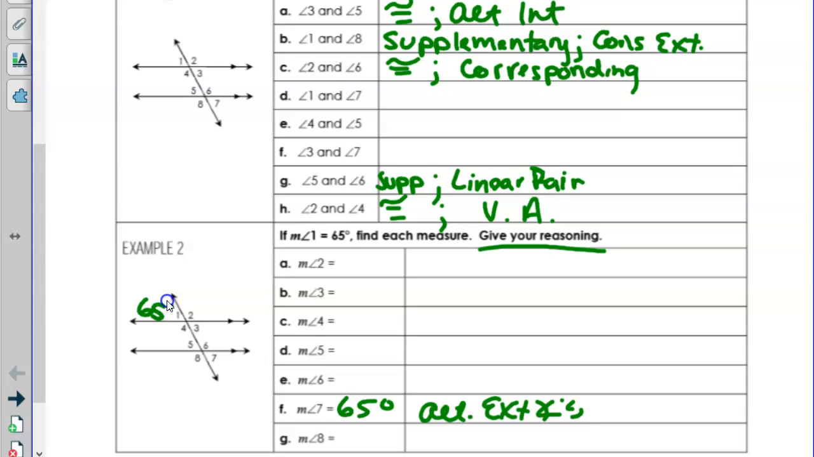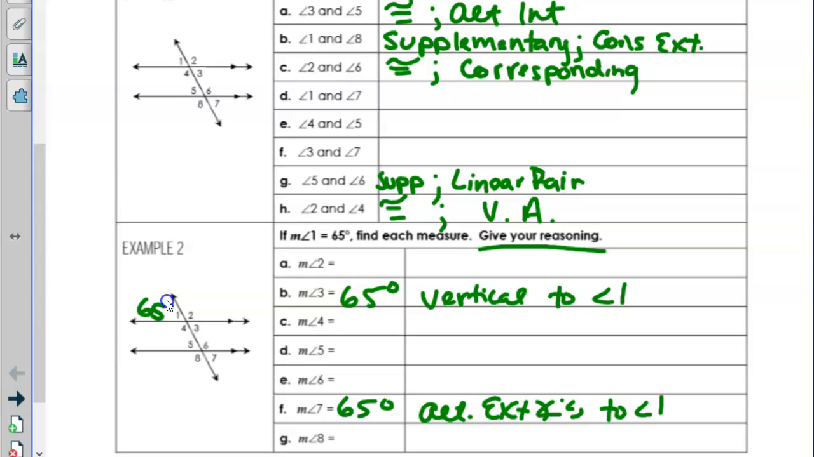What else would be equal to 65 degrees based on what we just talked about, Trevor? 5 and 3. 5 and 3, good. Let's start with 3. How do you know 3 would be 65 degrees? Vertical. Very good. I'm going to go ahead and put vertical to angle 1. We should put vertical to angle 1 here as well, because we might switch what angles we're comparing it to.